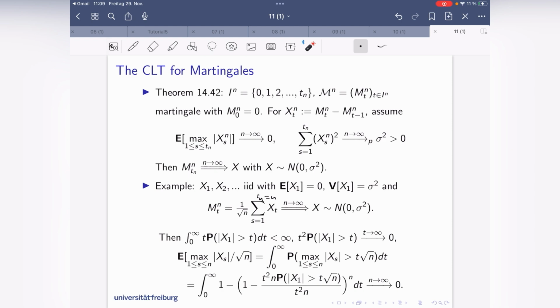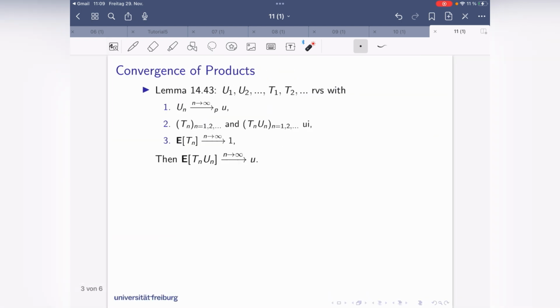So that's this here. And let us see how we can prove this central limit theorem for martingales. We need one lemma, which is central, which is the following. We have random variables U and T. Un converges to U in probability. Tn and Un have to be uniformly integrable. And Tn converges to 1 in expectation.